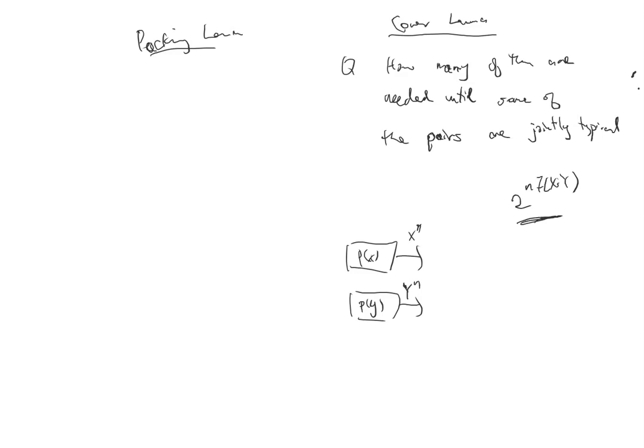But if I draw less than that, the probability for any of them to be jointly typical will be equal to 0, and that is what the packing lemma addresses. Basically, it says if the number of pairs I've drawn is less than 2^(nI(X;Y)), then I cannot find any of them to be jointly typical, or the probability of any of them being jointly typical goes to 0 as n goes to infinity.